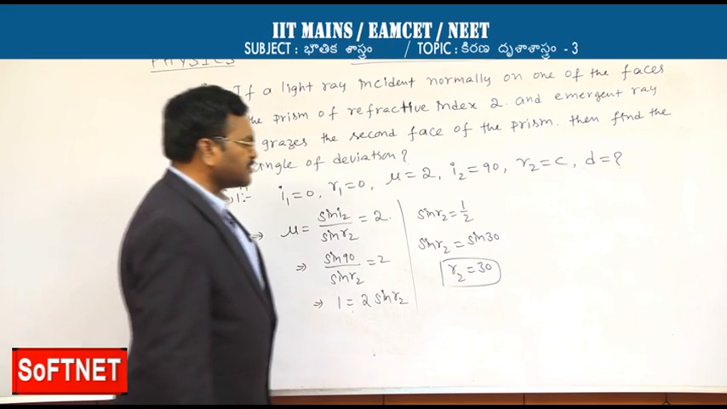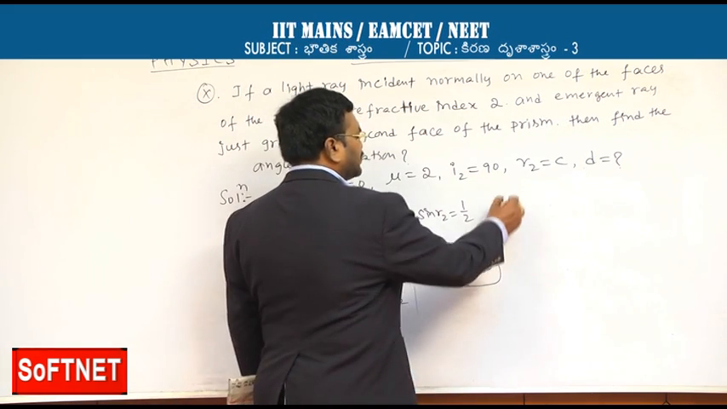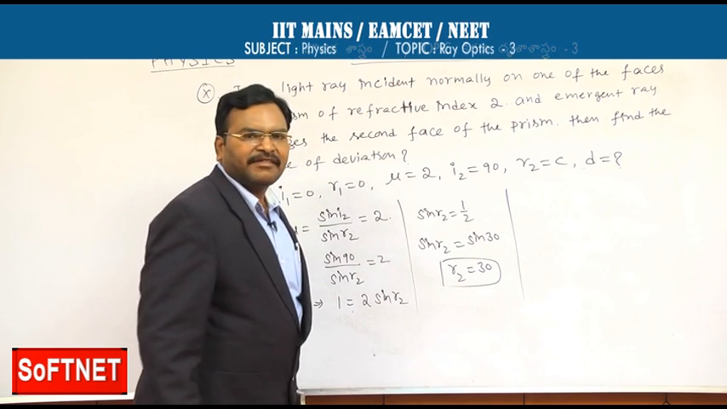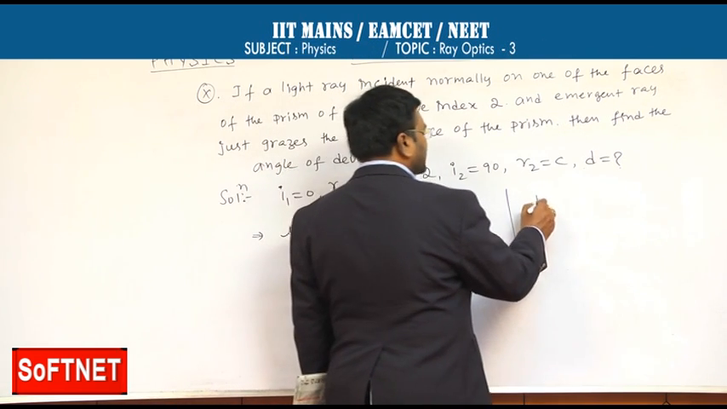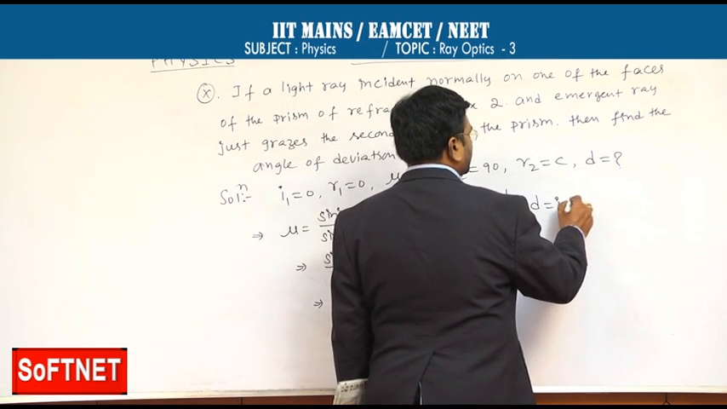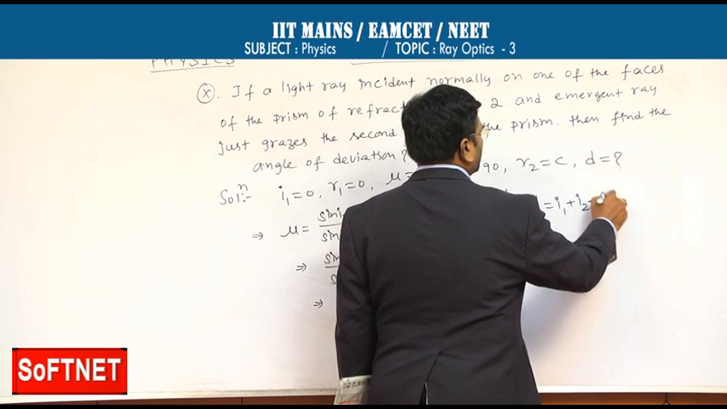So critical angle is also 30 degrees. Now what is the formula for deviation? Deviation is equal to I1 plus I2 minus A.